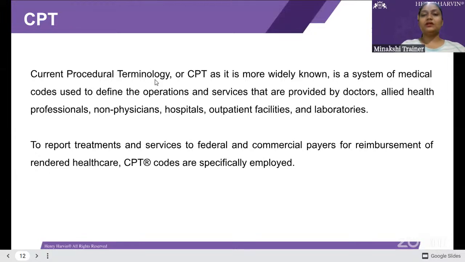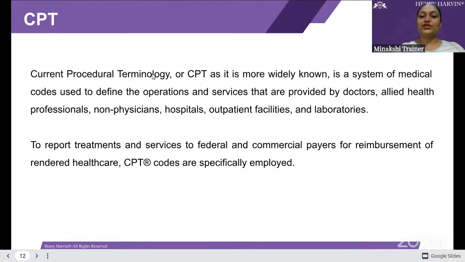And this CPT is divided into 6 sections. What are the 6 sections? Evaluation and management, anesthesia, surgery, radiology, pathology, medicine. And 65 marks of questions you will be getting in your CPC examination from this CPT section itself. So that's why it is the easiest coding and very important even for your CPC examination. And how many marks will you be getting? 65 marks.